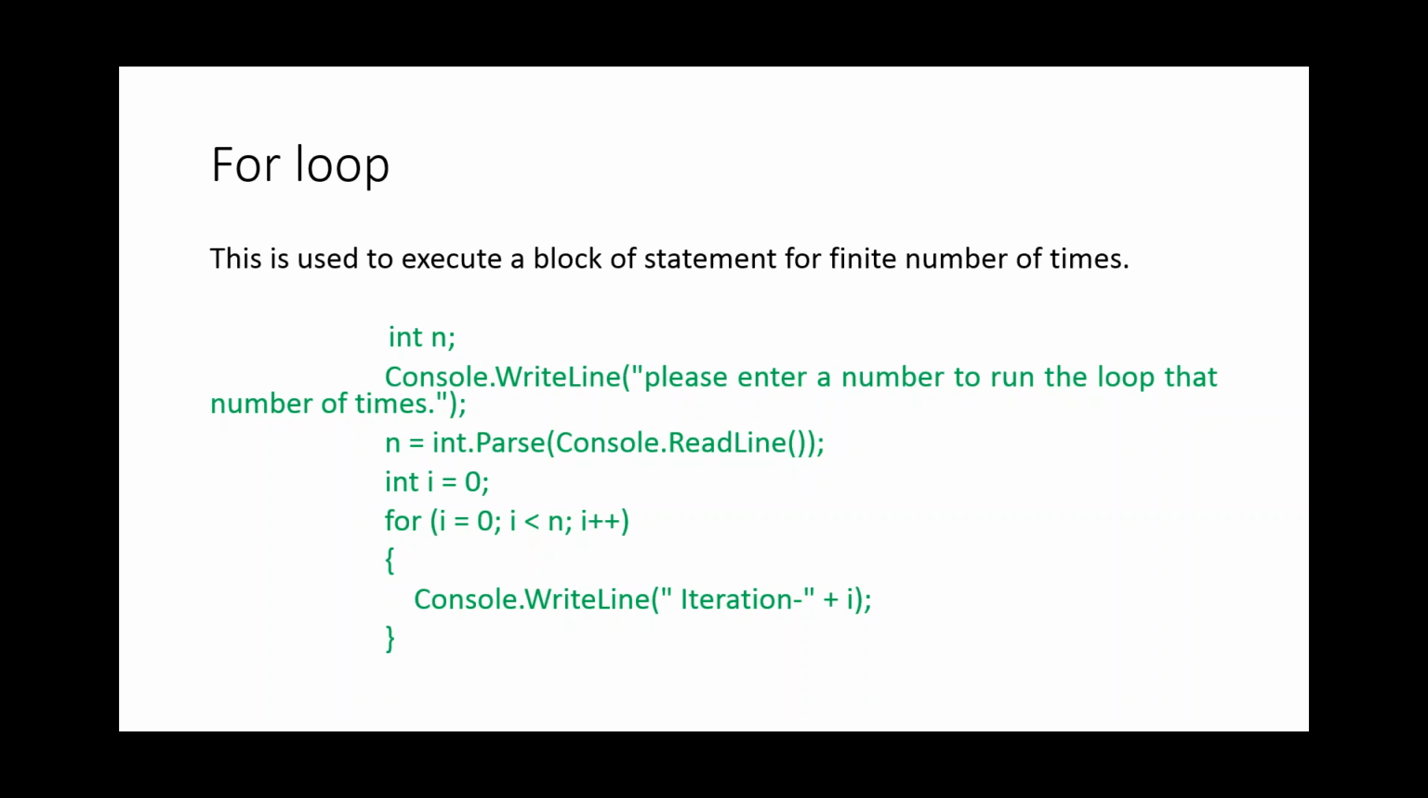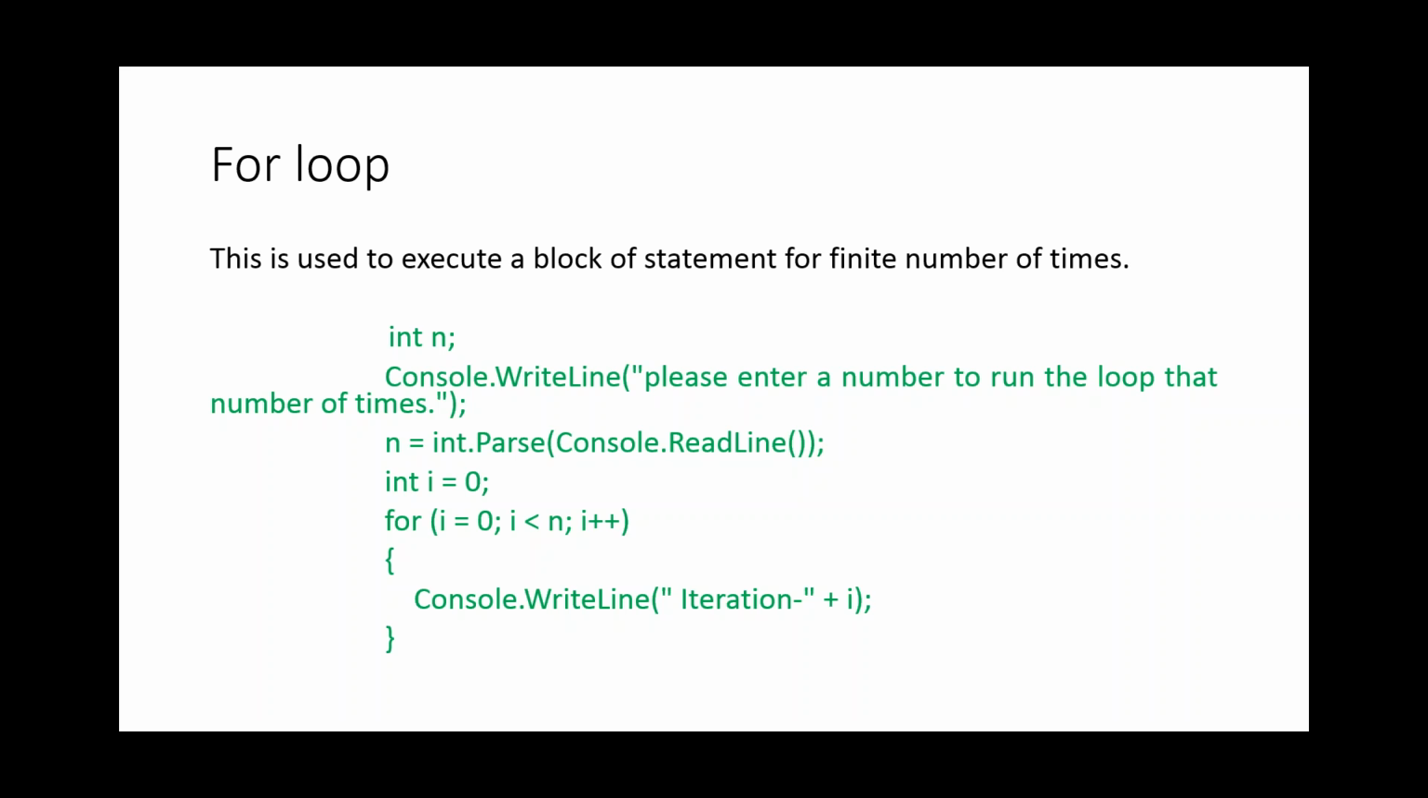So 0 less than 10, and it is true, so this Console.WriteLine will execute and it will print iteration 0, and then the i value will be increased. It is now 1, and it validates again whether i, 1, is less than 10 or not, and it is true, so it will print iteration 1. Like that it will execute till 9. Iteration 9 also will be printed, then the i value will be increased to 10. So 10 less than 10, it's wrong. So what it will do, it will exit that loop, and it comes out of that loop.